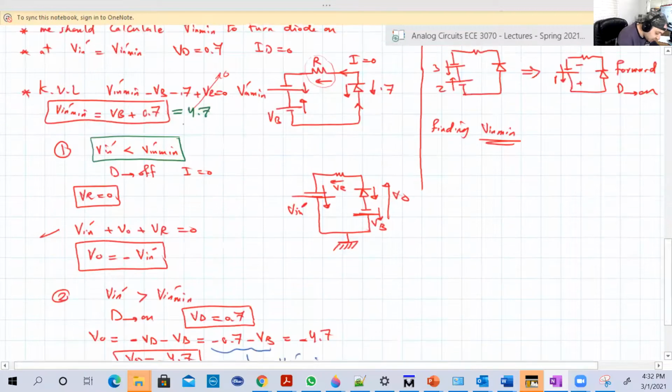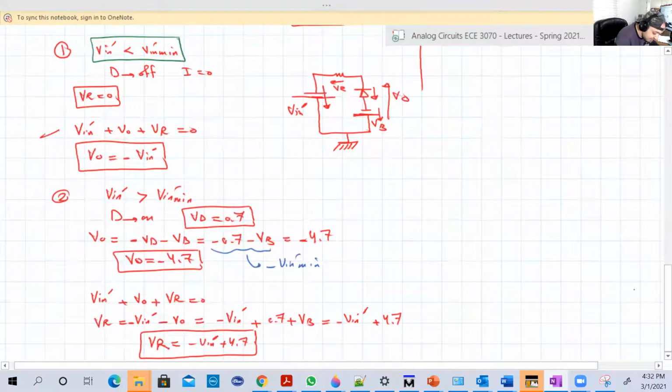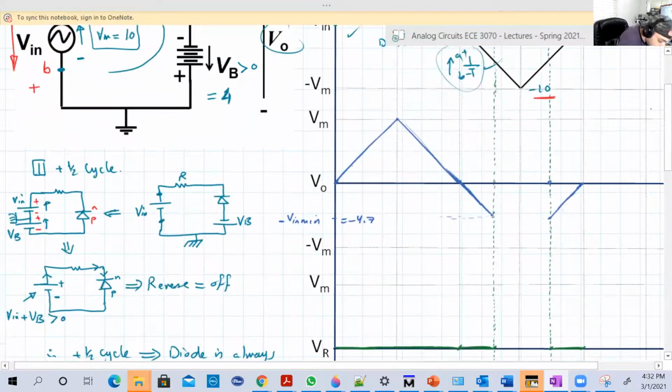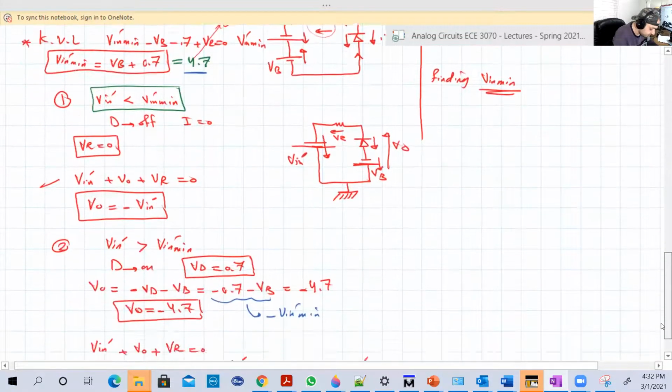Remember, this is V input dash minimum. It was VB plus 0.7. This is minus V minus 0.7. Let's do that very quickly. The last 2 points that we reached were minus V input dash minimum, minus 4.7. So basically, you just connect these together, and that's basically VO.